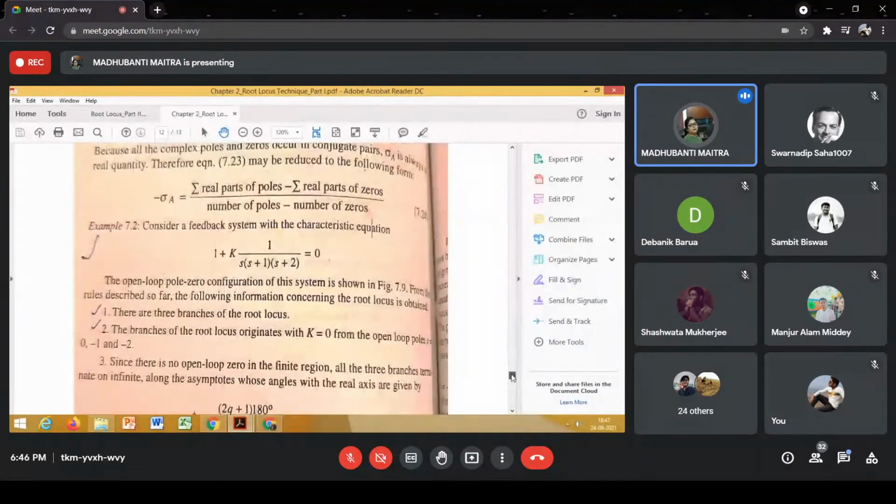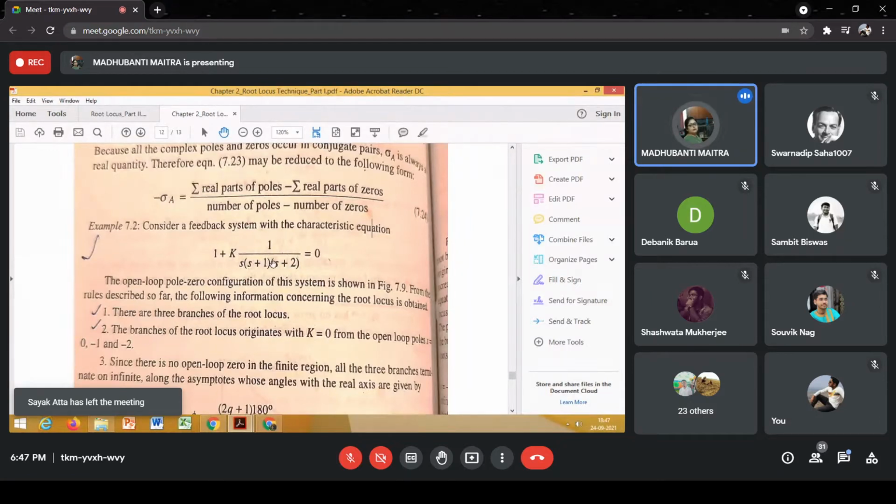Now we discuss this particular example. Here, this is the characteristic equation, 1 plus k into, can you see the material? Is it legible? Yes, ma'am. Okay. 1 plus k into 1 by s into s plus 1 into s plus 2.